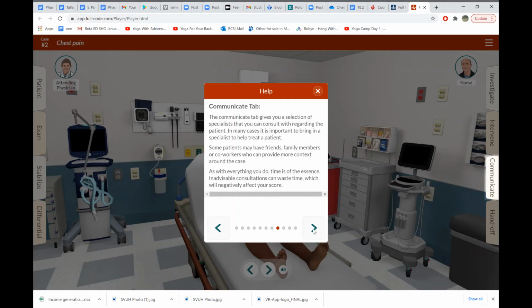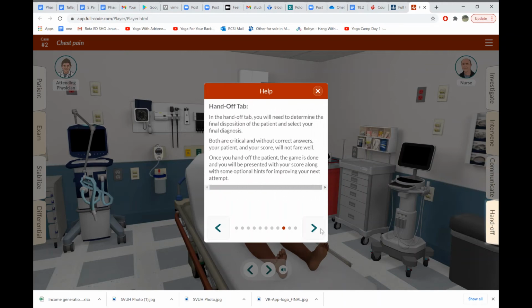Communicate tab, so this is that you can call different specialties. Patients may have friends and family members or co-workers who can provide more context around the case. That's an interesting idea. Time is of the essence. Inadvisable consultations can waste time, which will negatively affect your score. So the idea here, for the first time they've mentioned the word time, but there's no clock. As far as I know, there's no clock.